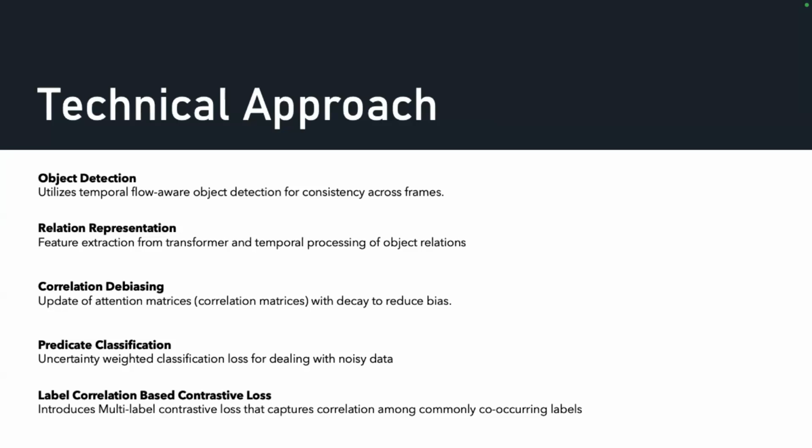the relation representation using the correlation devising, and then we classify the predicates using the uncertainty weighted classification loss, even in the presence of noisy data, and use a label correlation based contrastive loss so that we can capture the commonly co-occurring labels. Yes, next slide.